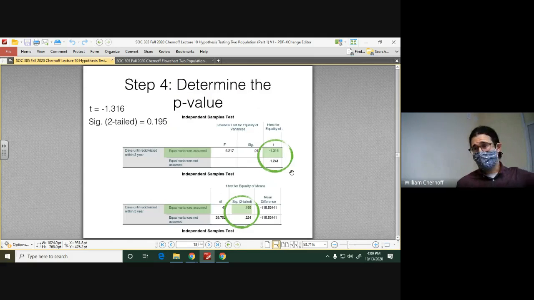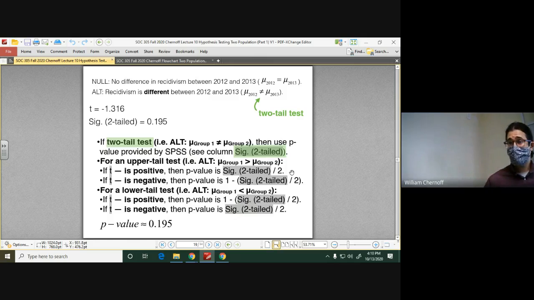Okay, so step 4, we determine our p-value. So we take all of our data for each of the two samples, put it into SPSS. Since we made our assumption that the population standard deviations are equal, we're going to focus on just these top rows. From this, we're going to pull out our t-statistic and the value in the sig two-tailed. So this could be the p-value. Sometimes it's not, so we have to go to the flowchart.